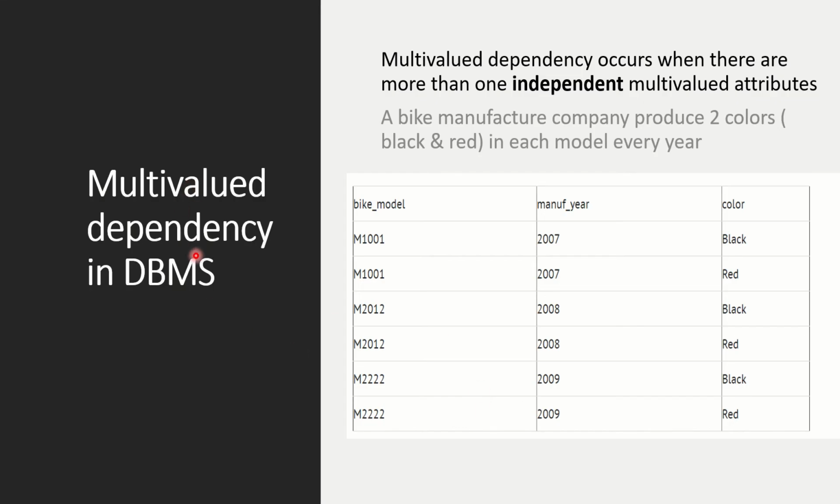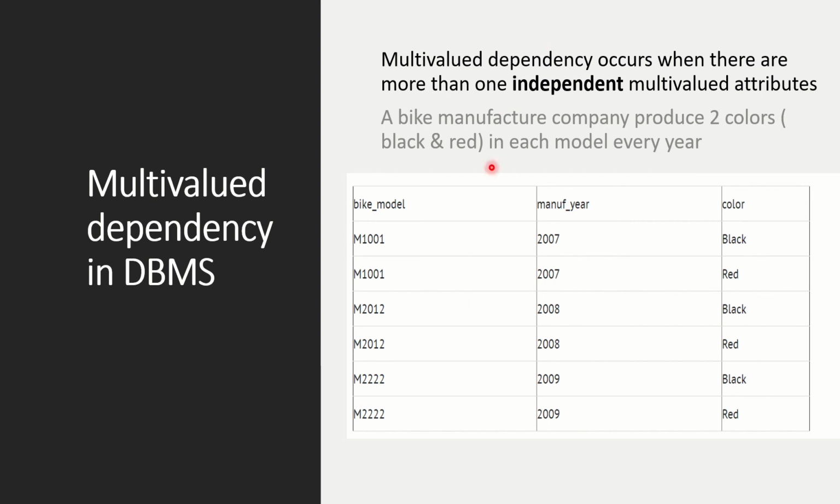The next type of functional dependency we have to study is called multi-value dependency. In order to study it, we can consider this example. First of all, what is the meaning of a multi-value dependency? A multi-value dependency occurs where there is more than one independent multi-valued attribute. For example, consider this table.